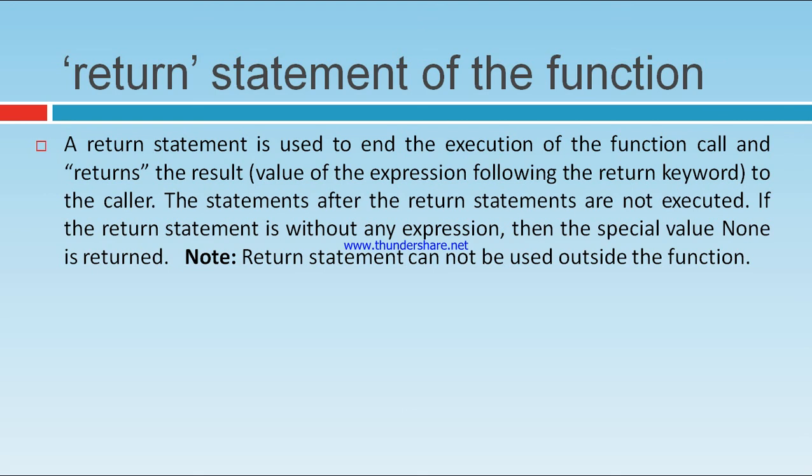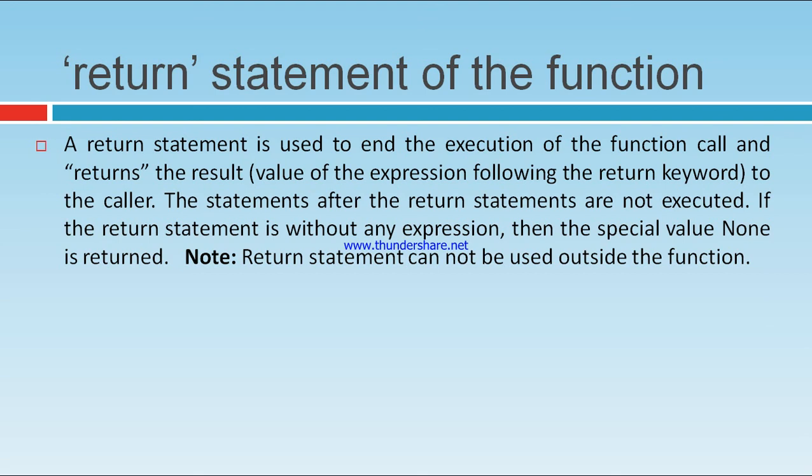Now what is the result? That is there inside the bracket just in front of the return statement. The value of the expression following the return keyword is known as the result of the function. So execution returns the result to the caller. Caller means from which particular place you are going to call the function. In that particular statement, the function returns its result, right?